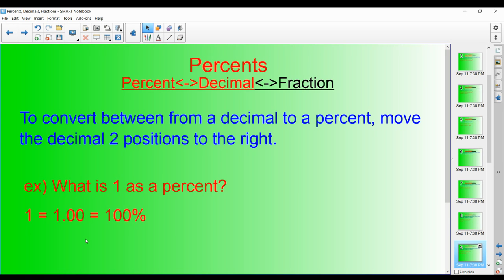you can think of it as multiplying it by 100. So 1 times 100 is 100%. One whole is everything, 100%.